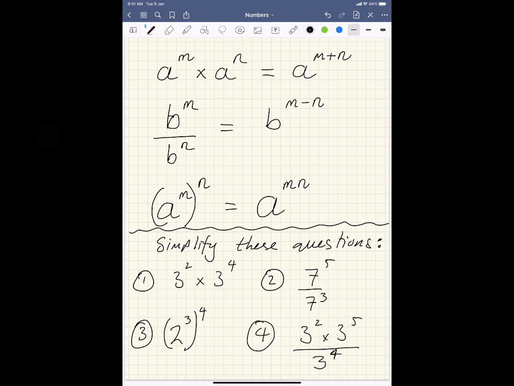Okay, so for these questions, you can leave your answer in power form. So you don't have to write the answer down as 64. It can be 2 to the power of something, all right? So have a go at those 4 questions, and then I'll put these new rules on the whiteboard at the front.